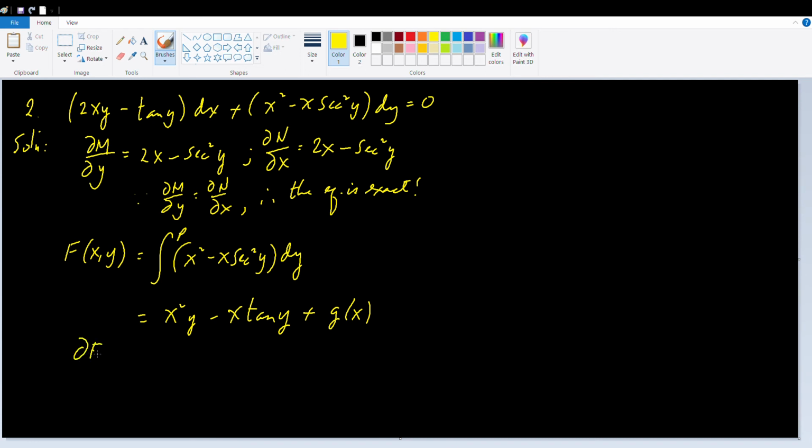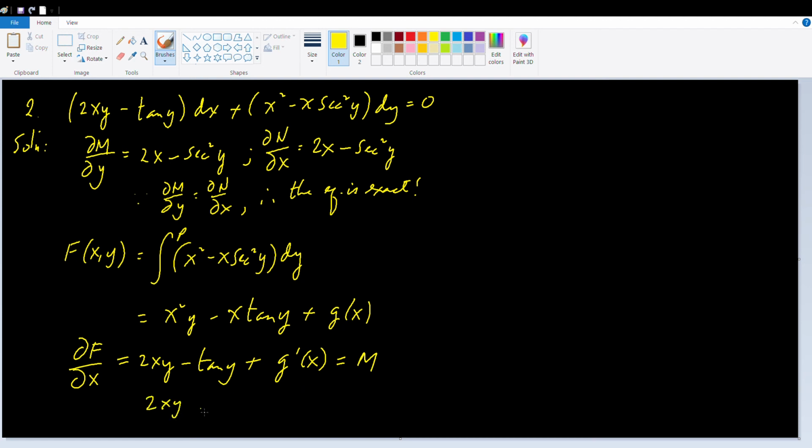Next, take the partial of f with respect to x. That will be 2xy minus, the derivative of x is 1, times tangent y, plus the derivative of g of x, which is g prime of x. And this must be equal to our M.